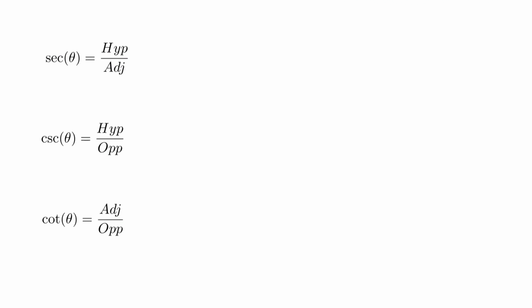So let's look at the definitions. Secant of theta is hypotenuse over adjacent, which, if you'll notice, is 1 over cosine of theta. Cosecant is hypotenuse over opposite, which is 1 over sine of theta. And cotangent is adjacent over opposite, so 1 over tangent of theta.